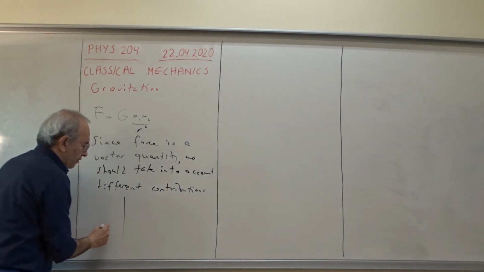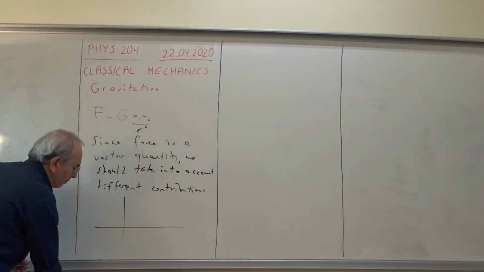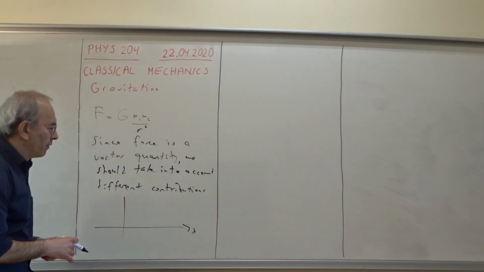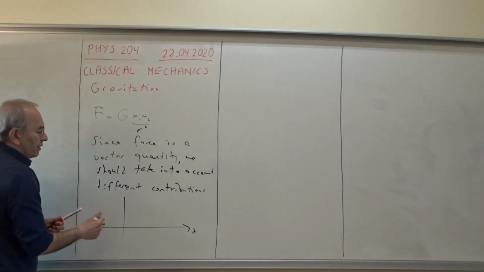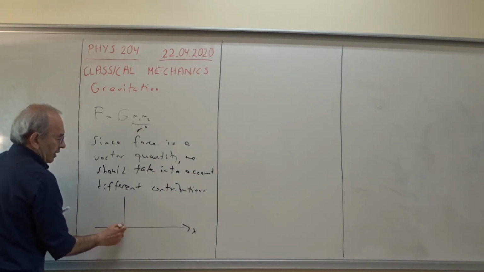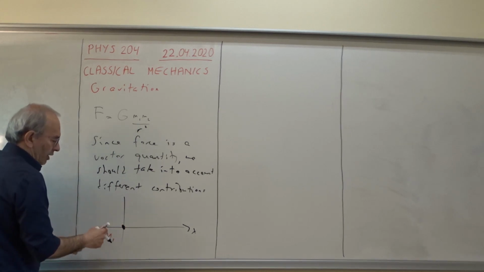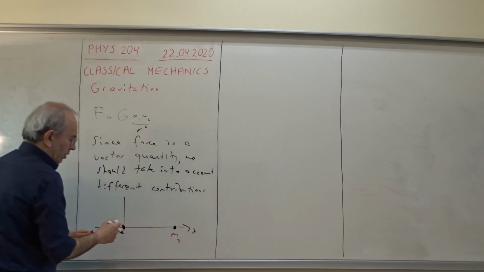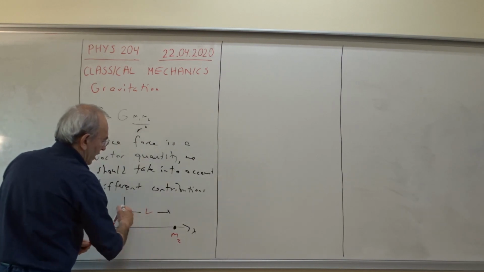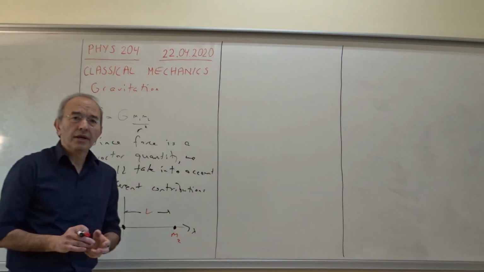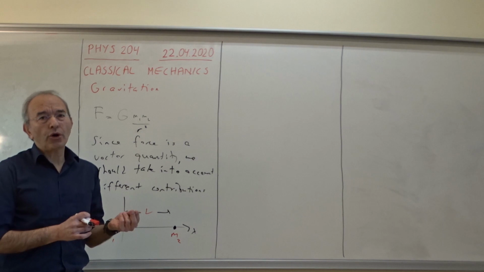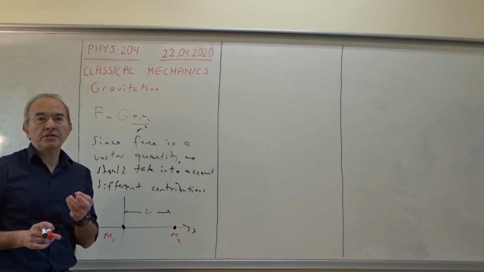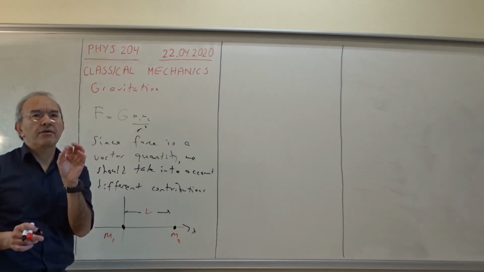For example, if we have a one-dimensional system, let's say the x-axis, this is not an example, this is just a review at this stage. Suppose we have an object here having mass m1, and an object here having another mass m2, and the distance between them is L. Where should we put a third object having a mass m3 such that the net force on it is 0 and it can stay where we put it?